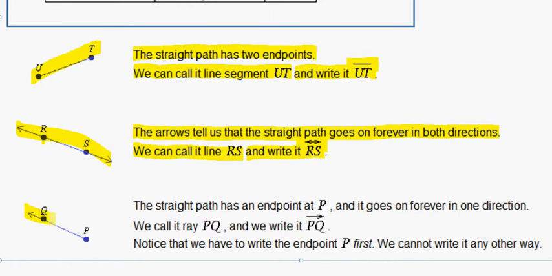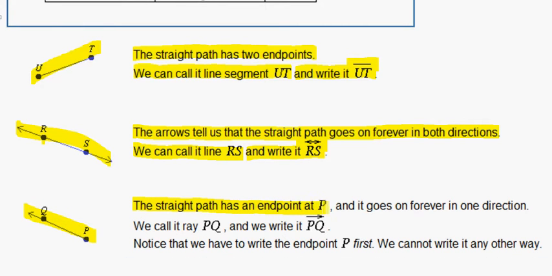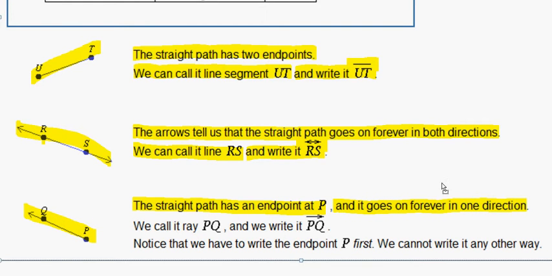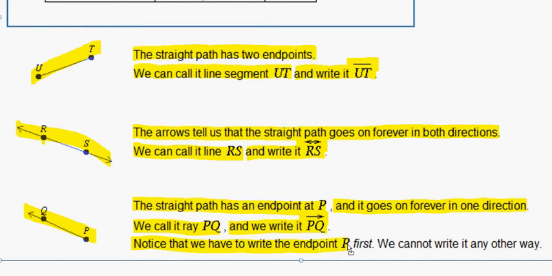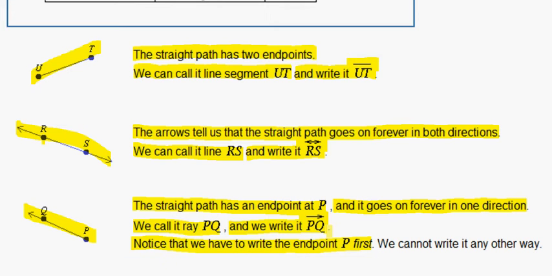In this example, the straight path has an endpoint at P here and goes on forever in one direction. We call it ray PQ, and we write it as P with a Q and an arrow on the top in one direction going from P to Q because there's an endpoint at P and Q goes on forever. Notice that we have to write it as the endpoint P first and then Q. We cannot write it any other way.